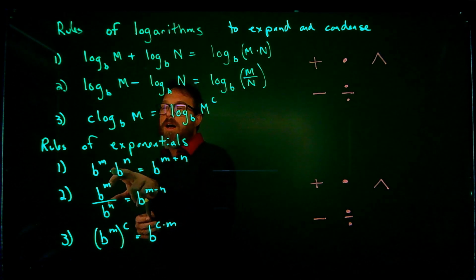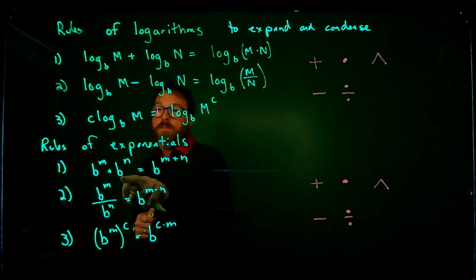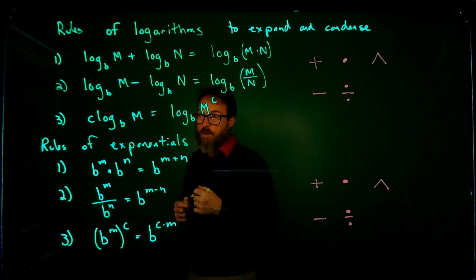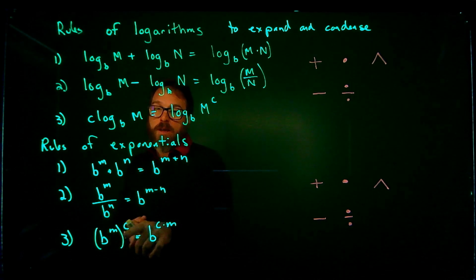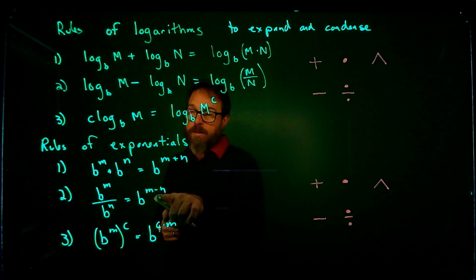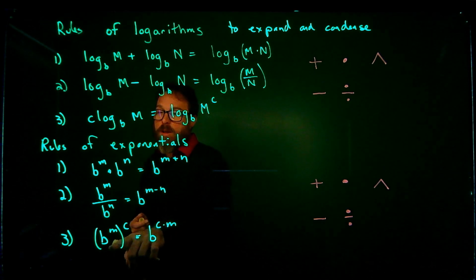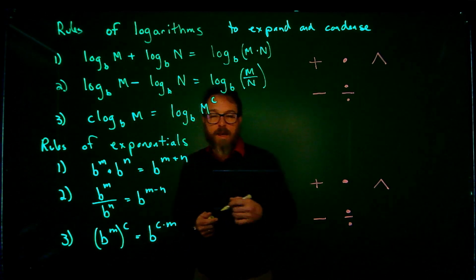So if we remember exponentials, if I multiply things with the same base, the base doesn't change. So this is condensing. Multiplying two base b's gives me a single base b, but the operation happens up in the exponent. That multiplication becomes addition. Very similarly, if I divide things with the same base, this division becomes a single base, but the operation happens up in the exponent, so division turns into subtraction. And similarly, b to the m raised to the c power gives you a single base b, but you're going to multiply up in the exponent.